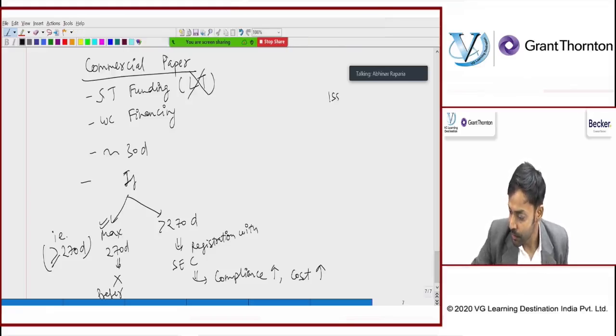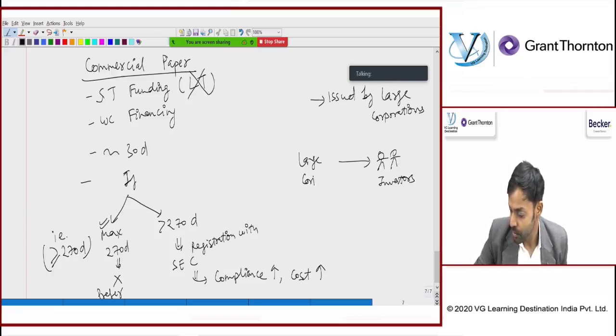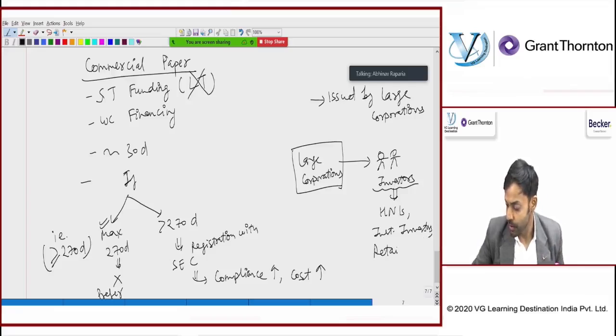It is generally issued by large corporations, and it is something which is issued to the investors. Investors are generally the HNIs, high net worth individuals, and institutional investors. But going forward, now a lot of retail investors have started participating in this also, because they find it a very lucrative investment model for them.